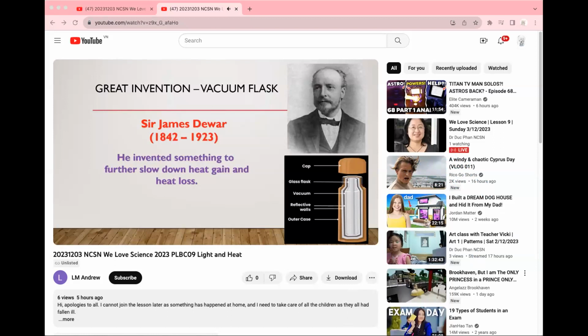Therefore, he designed a glass bottle with a double wall and removed the air between the walls to form a vacuum. He believed that when there is no air, heat cannot travel easily from the outer wall to the inner wall. Hence, the cold substance in the bottle remains cold, as you can see from the diagram here. Sir James continued to improve his invention by finding ways to further slow down heat gain and heat loss. Until today, the vacuum flask is still widely used.